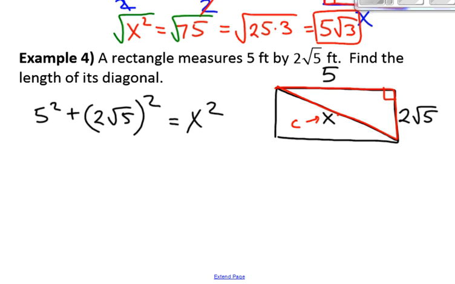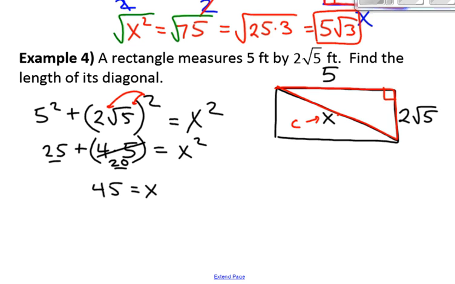Simplify. 5 squared is 25. 2 root 5, again, that squared distributes to both the 2 and the root 5. So 2 squared is 4. The square root of 5 squared cancels, so we're just left with 5. We can still put that in parentheses if you want, equals x squared. So 5 times 4 is 20, and so then when we add 25 plus 20, we get 45 equals x squared.